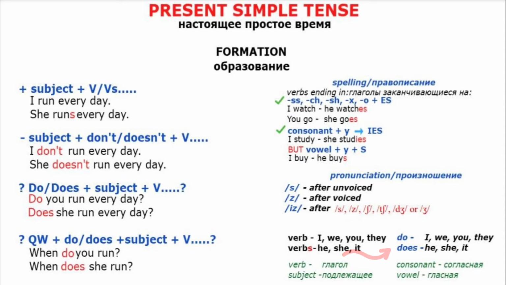We don't say she doesn't runs every day. We say she doesn't run. We never use verb s in negative and interrogative sentences.